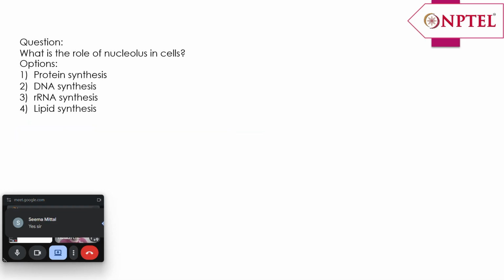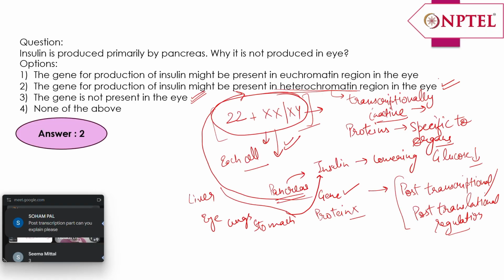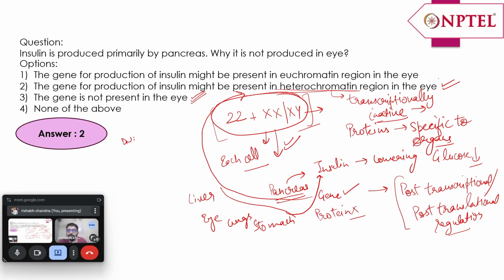Okay. So what is the role of nucleolus in a cell? Okay, post transcriptional. Just one minute. So what happens is, from DNA to RNA and from RNA to proteins, this is how the expression of a gene happens. From DNA to RNA we have a process called transcription, and from RNA to proteins it is a process called translation.